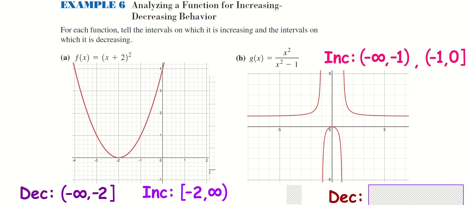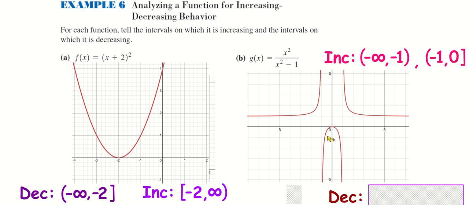Same thing with the -1 over here. But look, we're hitting this. Like this 0 is included, so that gets a bracket. So go over this again if you need to, review it, and just try to understand why we're using parentheses here and a bracket there.